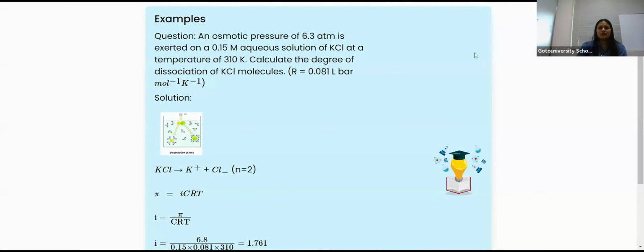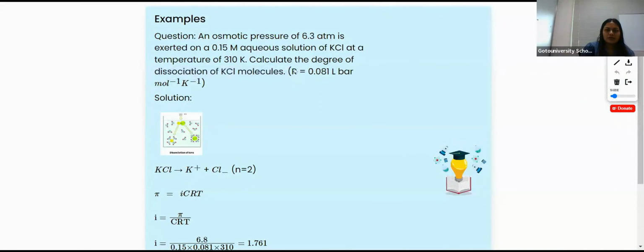How to use this in a numerical? Let's read the given example. An osmotic pressure of 6.3 atm is exerted on a 0.5 molar aqueous solution of KCl. KCl will be doing what? It will show dissociation, right? At a temperature of 310 Kelvin, you have to calculate the degree of dissociation of the KCl molecule.